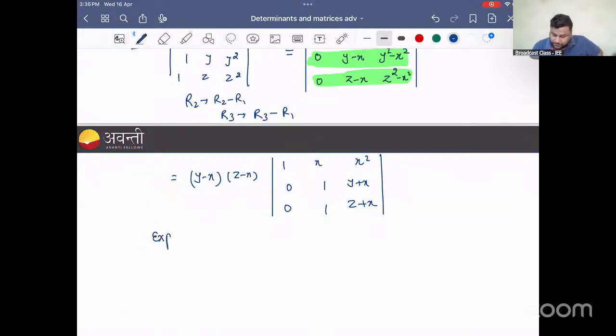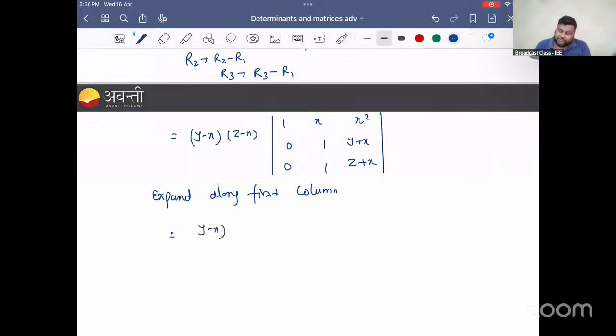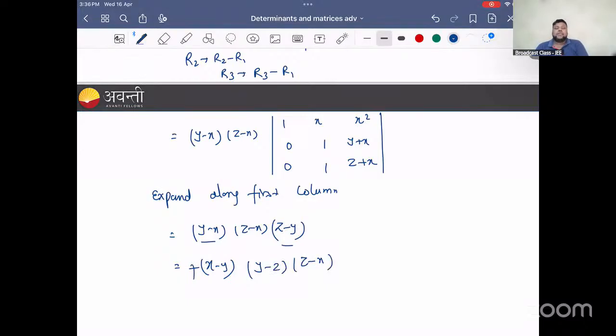Now, expand along the first column. So if you expand along the first column, already 2 entries are 0. So the value directly you are going to get is y minus x, z minus x. This is gone, this is gone. It will be z minus y. Now take minus common from this one, make it x minus y. Then take minus common from this one, make it y minus z. And finally z minus x. So this minus minus became positive. Correct?